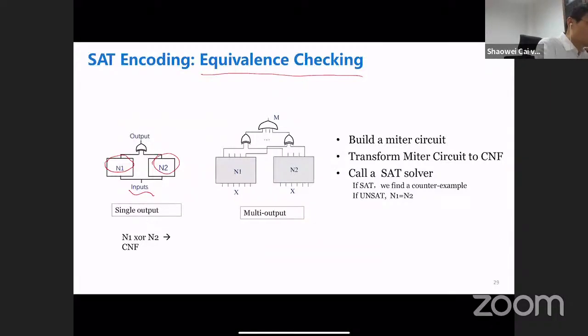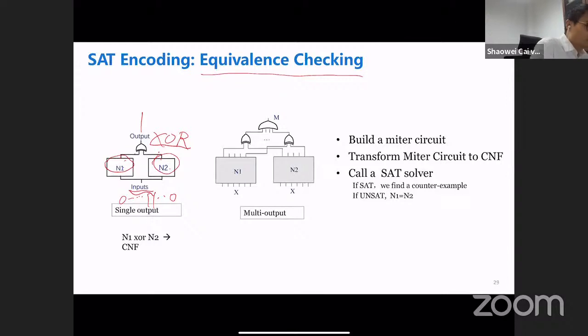Then what do we do? We can combine the outputs of these two circuits with an XOR gate. If we find an input, a Boolean bit vector here, that makes the XOR gate output 1, then we have found an input for which the outputs of N1 and N2 are different. So the XOR is 1.